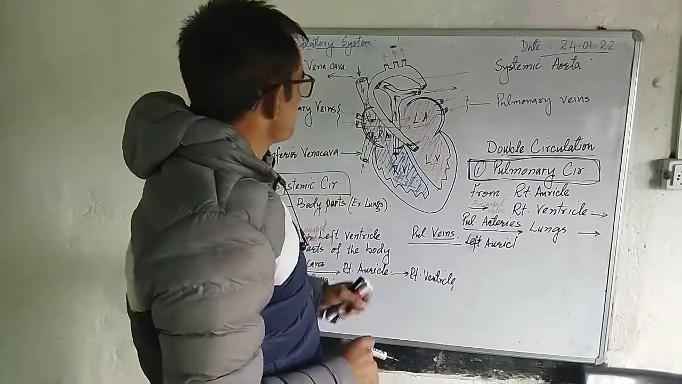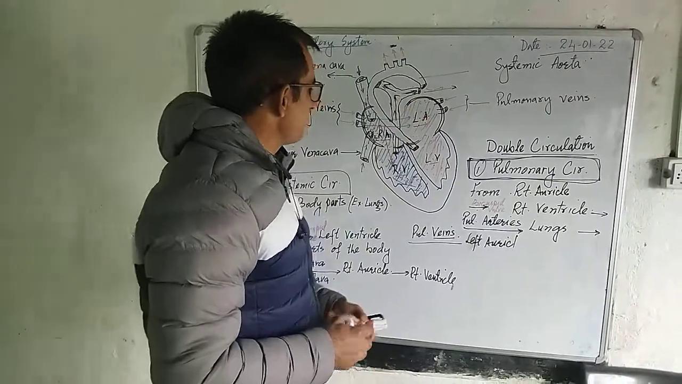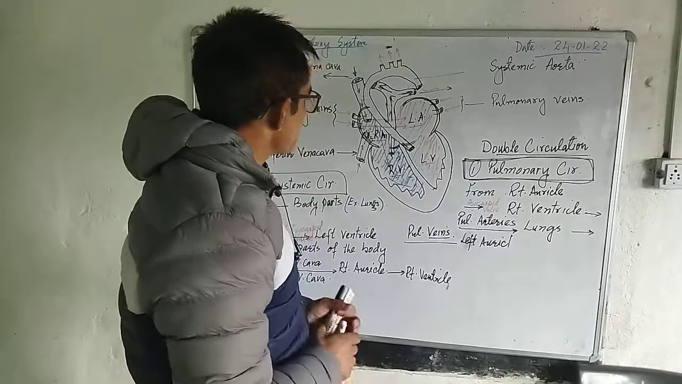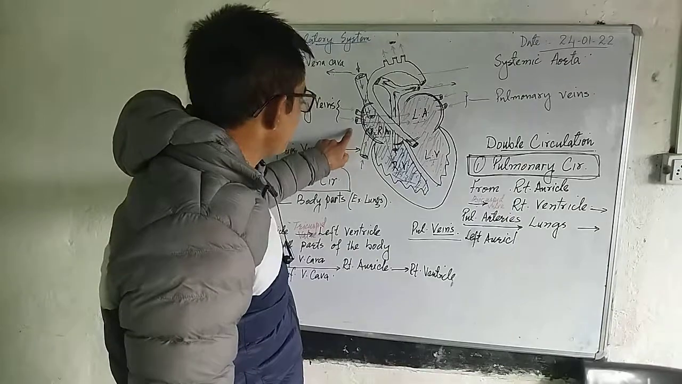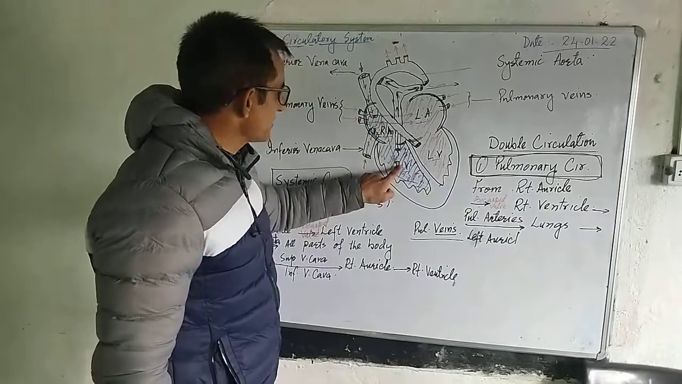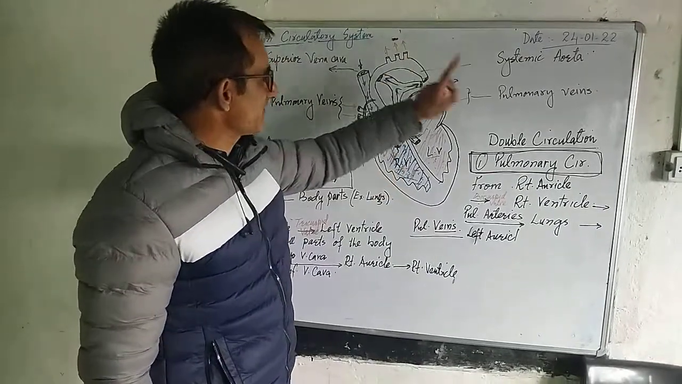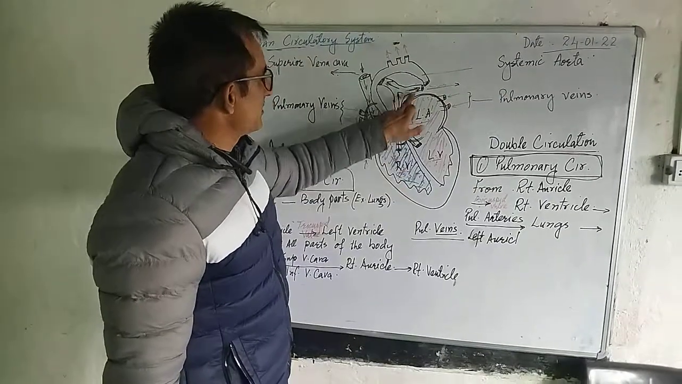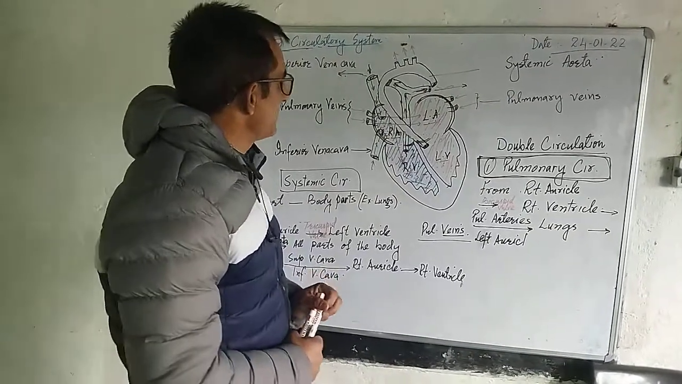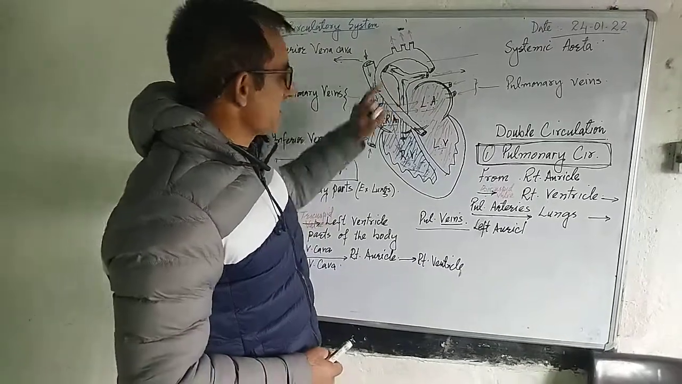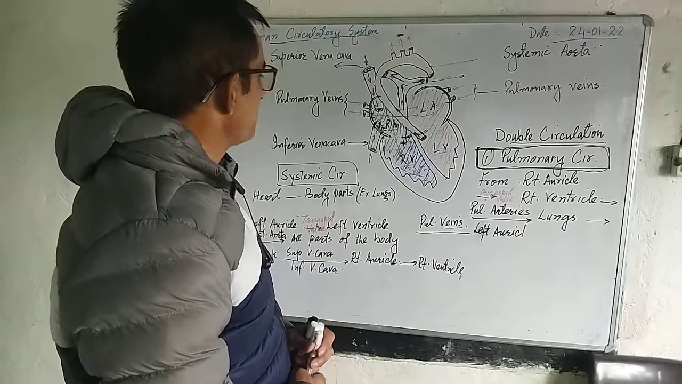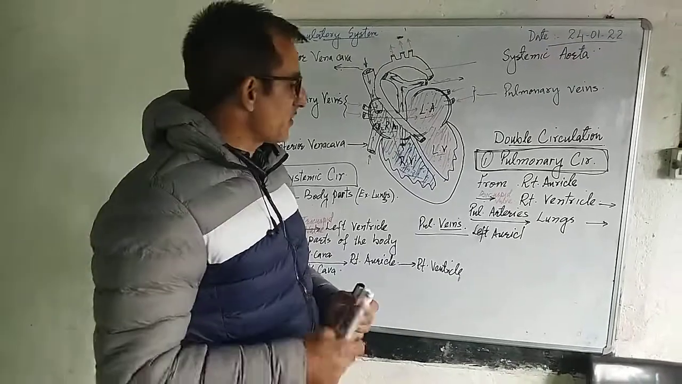This is deoxygenated blood which goes to the lungs for oxygenation. This is what we call pulmonary circulation. So in pulmonary circulation, blood goes from right auricle to right ventricle, then it goes to the respective lungs, right lung and left lung, with the help of these large arteries which get branched out, which are called pulmonary arteries. Pulmonary arteries are the only arteries of the body which carry deoxygenated blood.